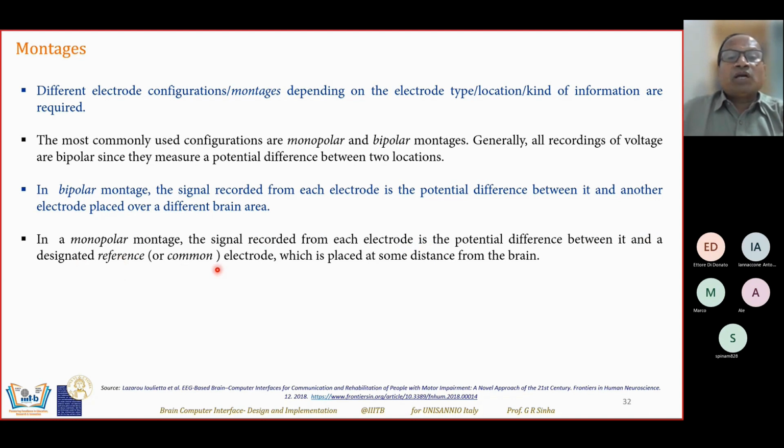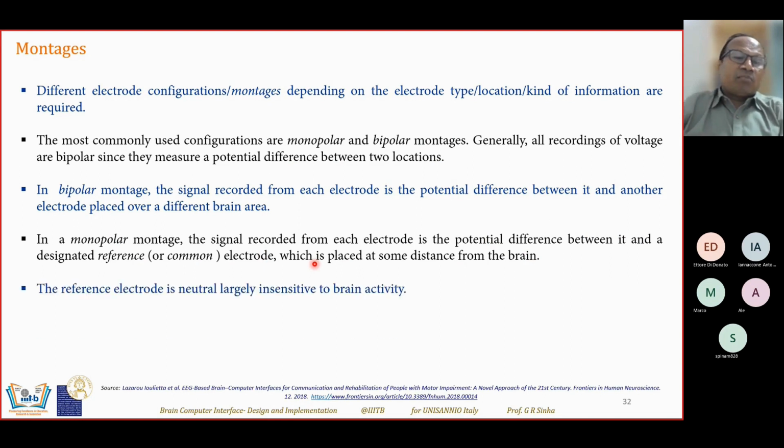So remember what happens in the bipolar. We have seen the calculation. The first voltage is the voltage of the first electrode plus the common voltage. The second is the second voltage plus the common voltage. But the final one is the difference, so the common voltage is nullified. You get V1 minus V2. In the case of monopolar, it is always the potential difference between the electrode from which you are recording and the common electrode, which is placed at some distance from the brain.